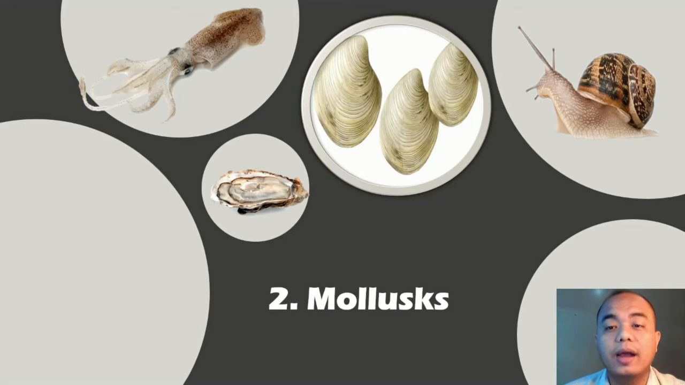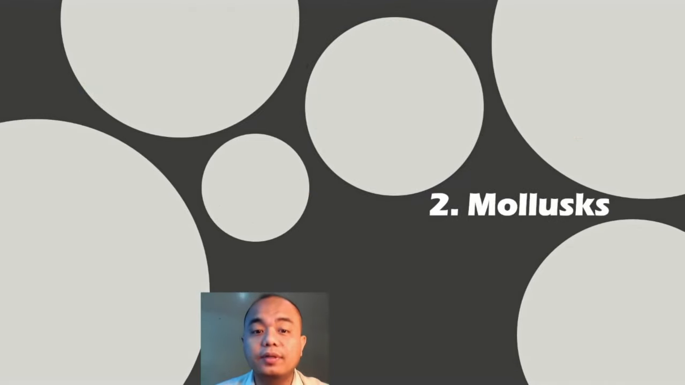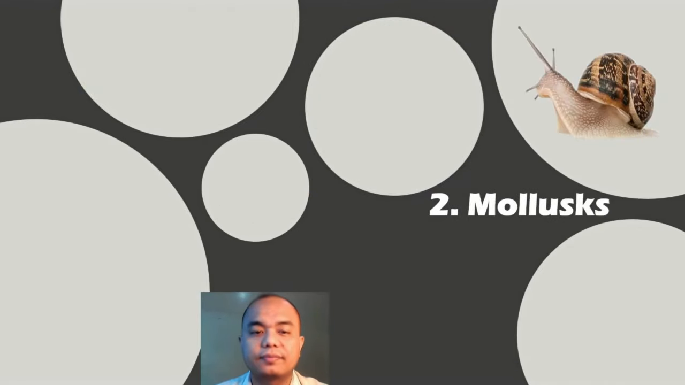Way kapon ninyo ilang mga lawas class, mga hubok, pero naay uban na sila sa sulod sa shell. The shell will be the one to protect their soft bodies. Mollusks are soft-bodied animals with shells inside or outside their bodies called exoskeleton. We call the shell or the hard part of their bodies the exoskeleton. So, what are examples of the mollusks?